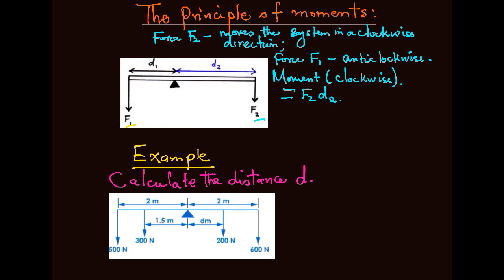Again, the moment as a result of F1, which is called anti-clockwise moment, is given as F1 multiplied by D1.